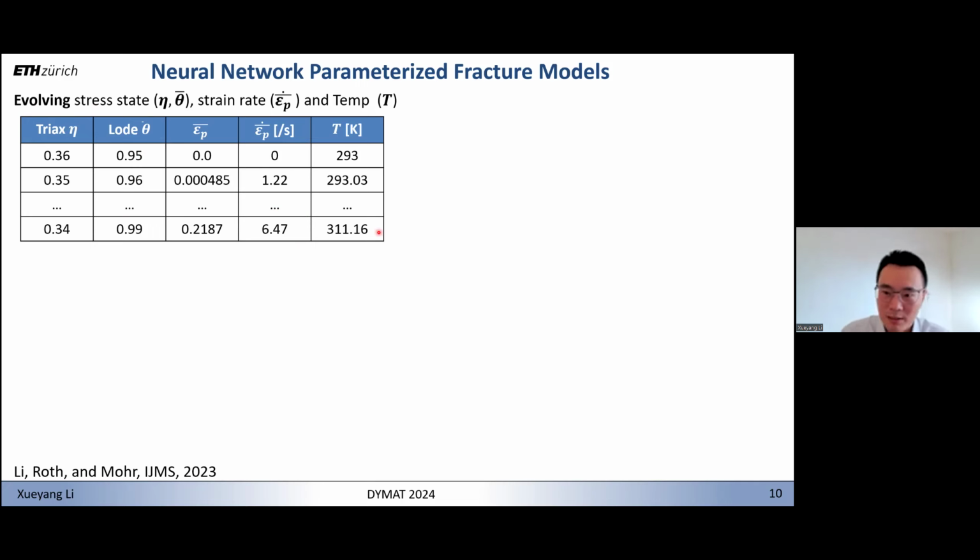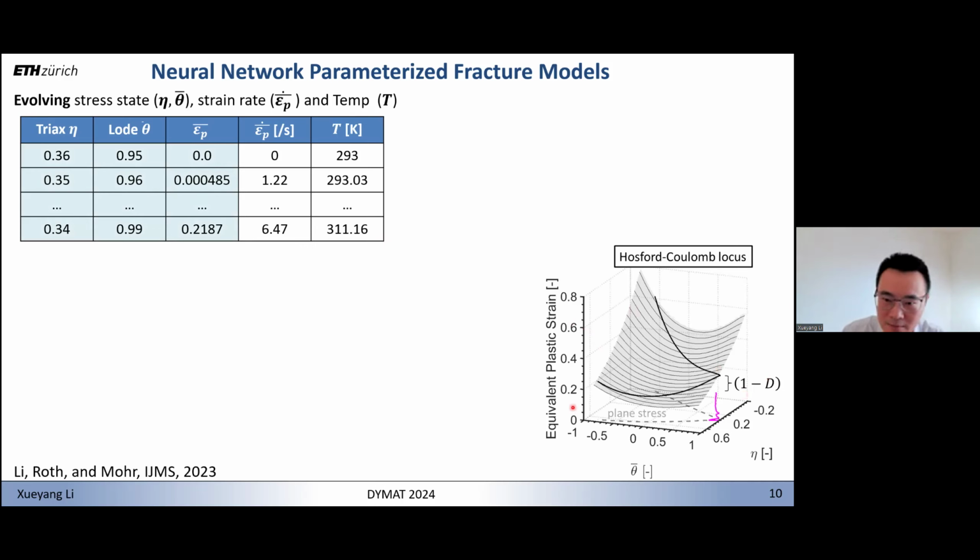To deal with this complex strain rate, temperature, and stress state effect, we extend the Hosford-Coulomb fracture model. The essence of the Hosford-Coulomb fracture model is just a stress state-dependent fracture initiation model that deals with the first 3 dimensions of this 5-dimension space. And then, what do we do with the strain rate and temperature?